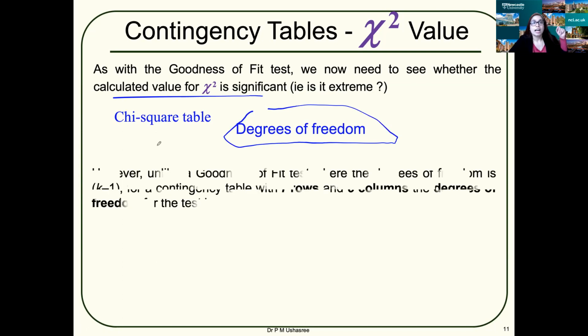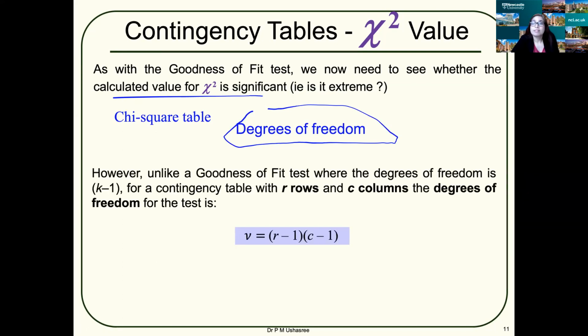But unlike the goodness of fit test, where the degrees of freedom is number of categories minus 1, it's not the case here. Here we have the number of rows minus 1 times the number of columns minus 1. That's how you calculate the degrees of freedom. So let's do that for this example and see how it works.